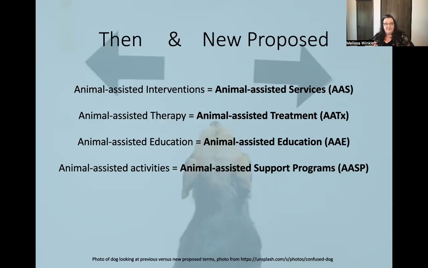So for the purposes of this course, because we are on the brink of this paper being put out there in October, you have the choice of sticking with the terms on the left side, which are animal-assisted interventions, with the subcategories of animal-assisted therapy, animal-assisted education, and animal-assisted activities. You would use those terms and those terms only throughout the entire course, or you can use the new proposed terms: animal-assisted services, animal-assisted treatment, animal-assisted education, and animal-assisted support programs. More often than not, individuals in this course focus on just one of these things. For me, it would be animal-assisted treatment, since I'm talking about occupational therapy, and I would use that term throughout the course.